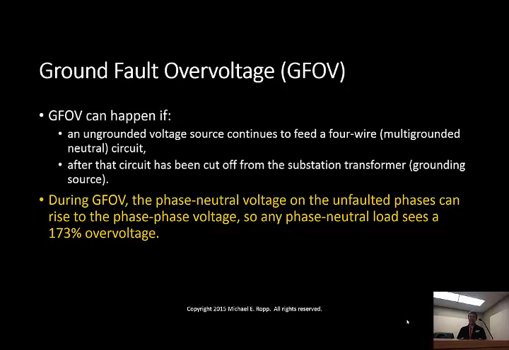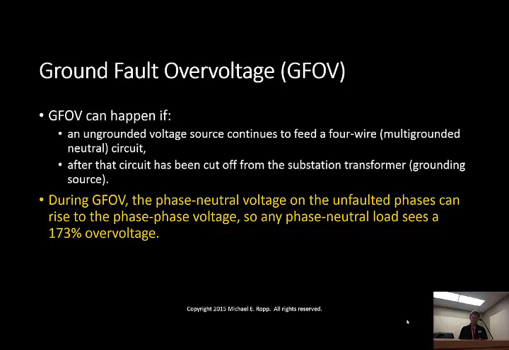When that happens, you're corner referencing the system. So basically, if you look at the voltage vectors, which we will in just a second, the whole thing shifts in such a way that the unfaulted phases can go to the line-to-line voltage above ground instead of the line-to-neutral voltage. And that's where the square root of 3 factor comes from.